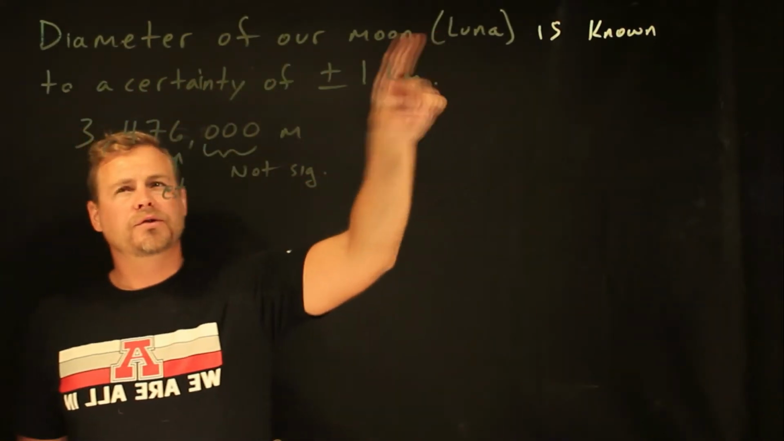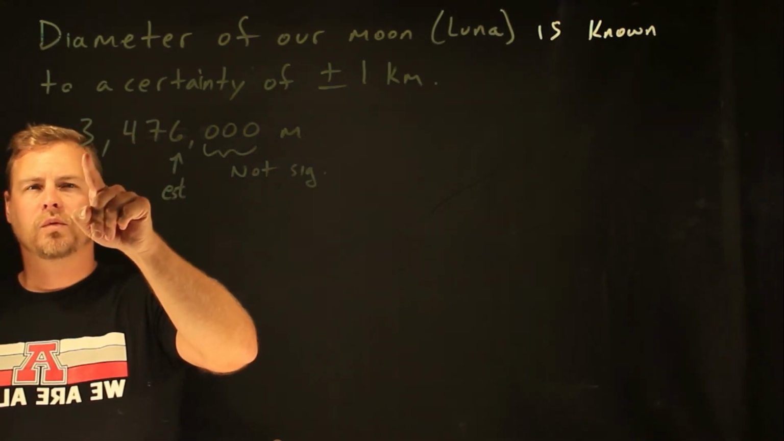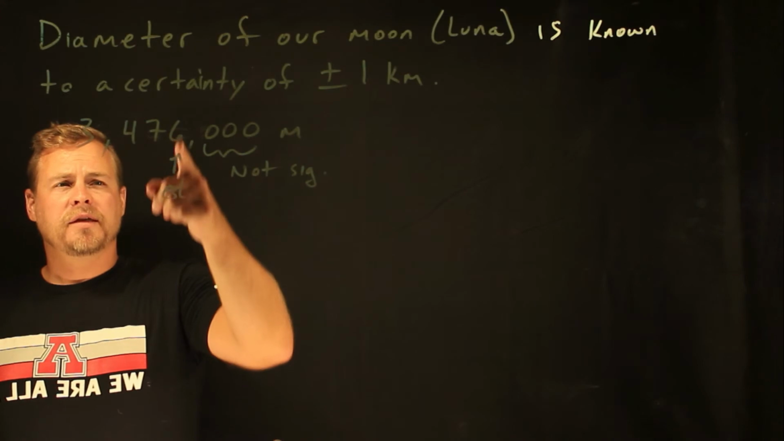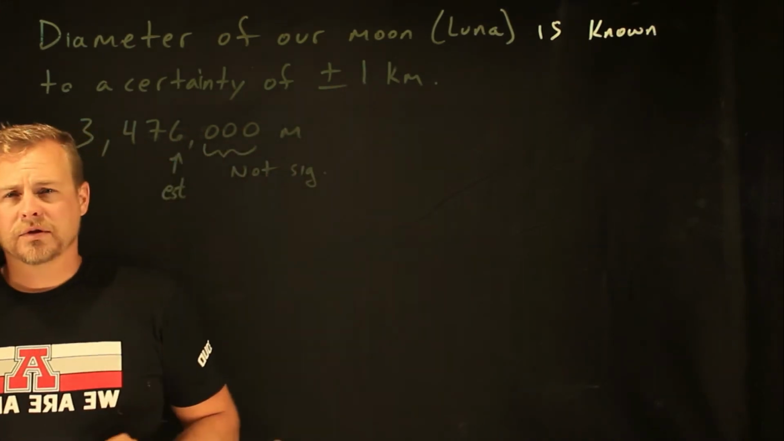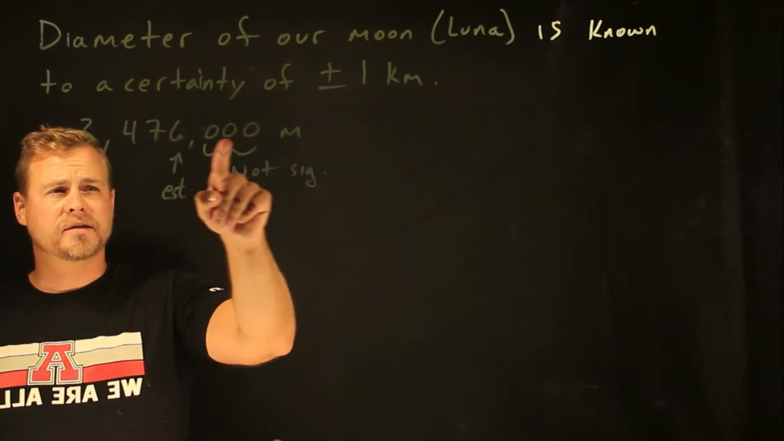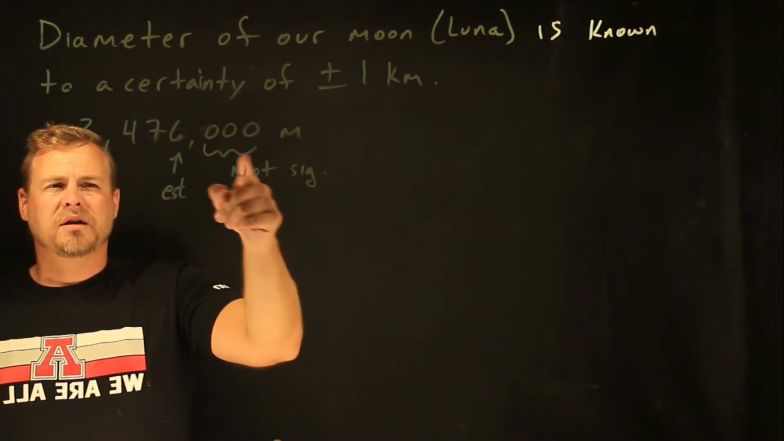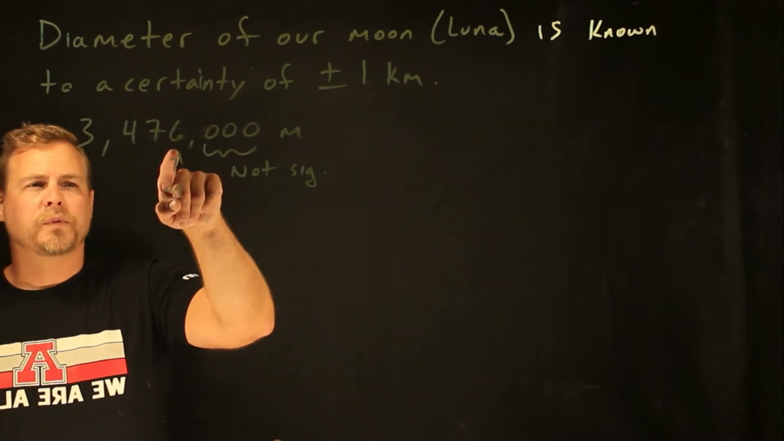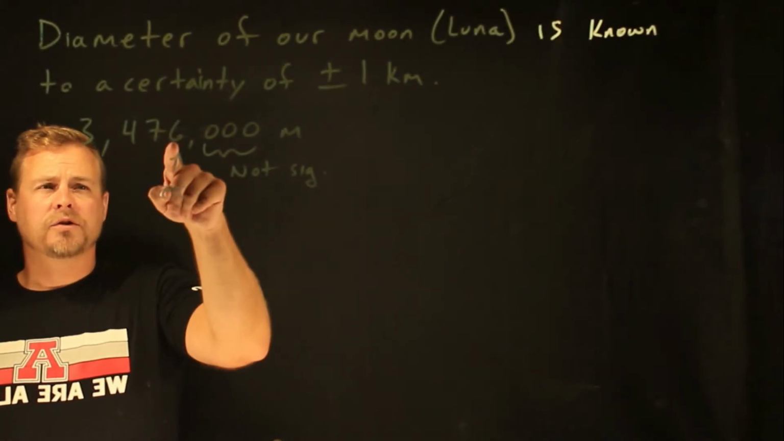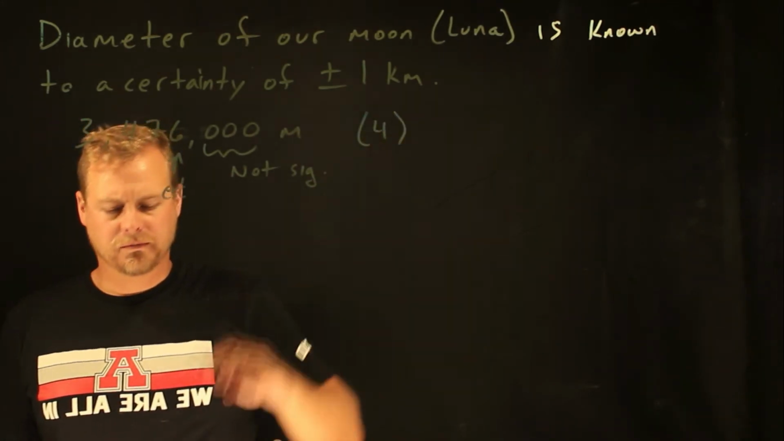The diameter of our moon, Luna, is known to a certainty of plus or minus 1 kilometer. Now, after doing some measurements, I found that the moon was 3,476,000 meters in diameter. Now, this number here, because of our uncertainty, is an estimate. So it could be 477, 475, I don't know. Okay? It really doesn't matter at all what these numbers are, plus or minus 1 or 2 or 50 or whatever it is, because I'm estimating out here in the thousands. Okay? Nobody cares about 50 meters if I can't nail down the thousands. Okay? So understanding that this is an estimate, we would say that this has 4 significant figures.